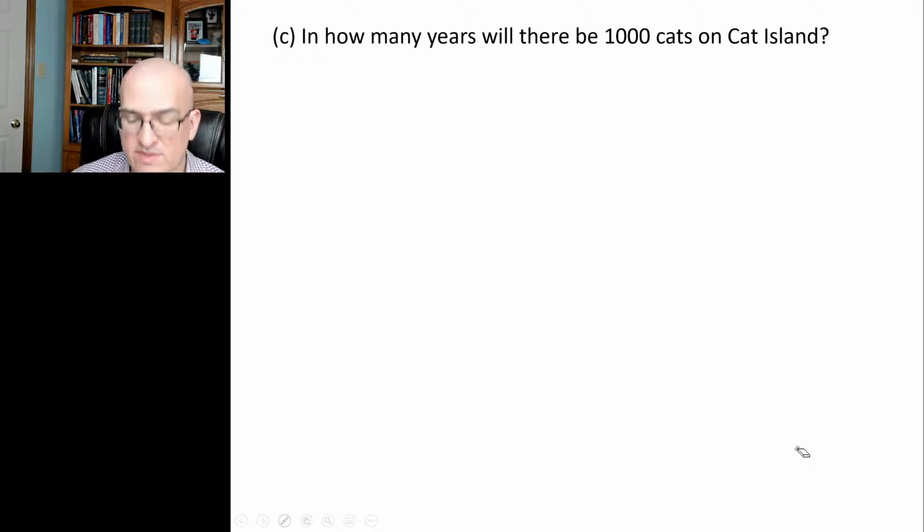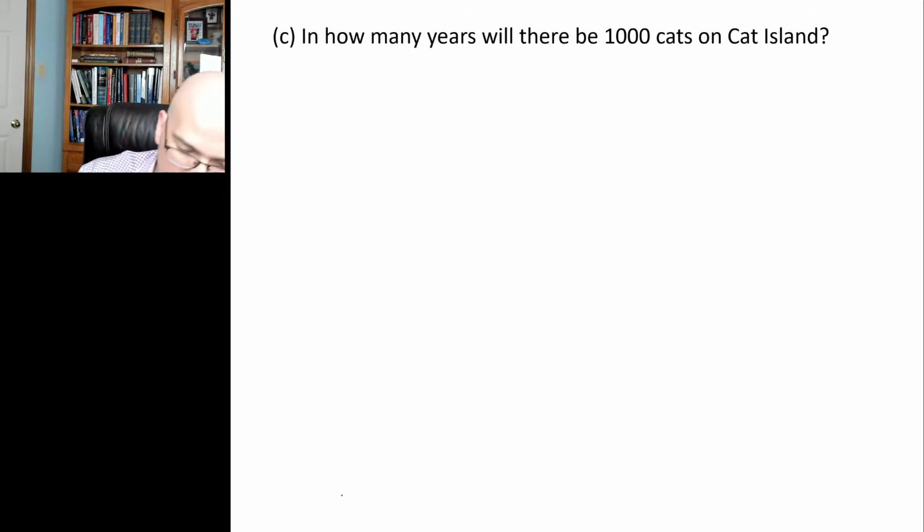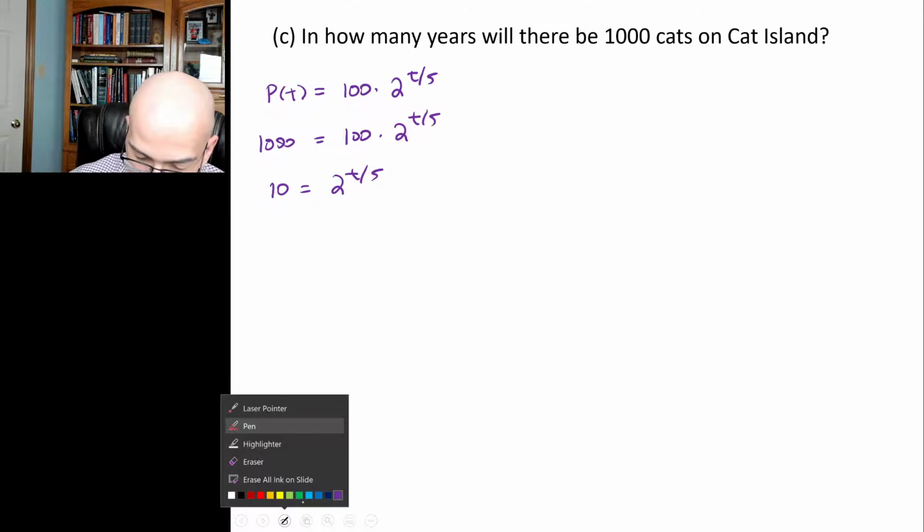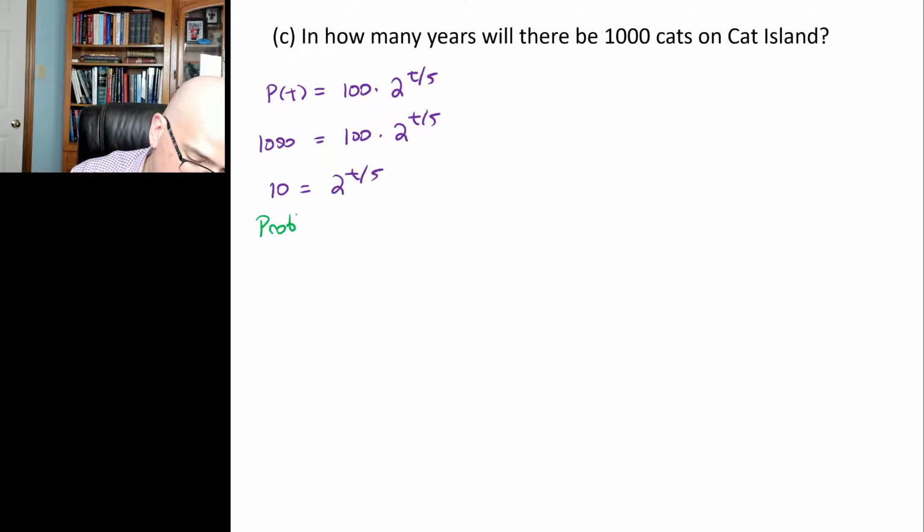Just recycle that. How about 1,000 cats? All right, well, P of t is equal to 100 times 2 to the t over 5. So 1,000 is equal to 100 times 2 to the t over 5. Divide both sides by 100. 10 is equal to 2 to the t over 5. And we have a problem now. 10 does not equal 2 to a nice power.